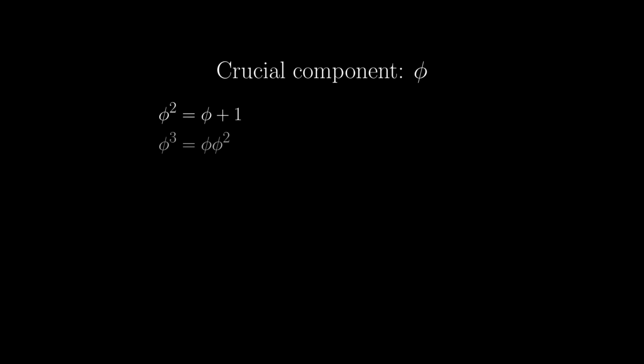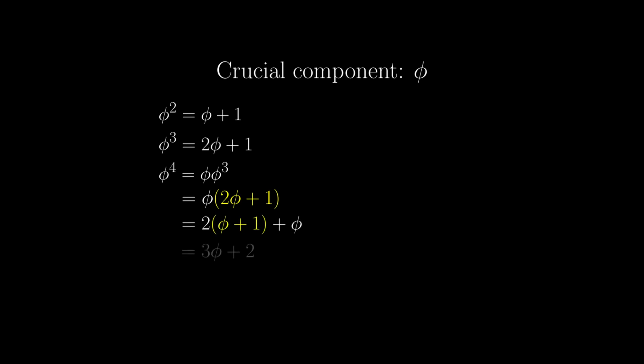Now that we know that the golden ratio is crucial to the general term, let's start playing with it. Golden ratio has this defining property. Now consider phi cubed. Then we repeatedly reduce the powers using the defining property of the golden ratio. Do the same for phi to the power 4 and phi to the power 5. Hopefully you can see the pattern here.